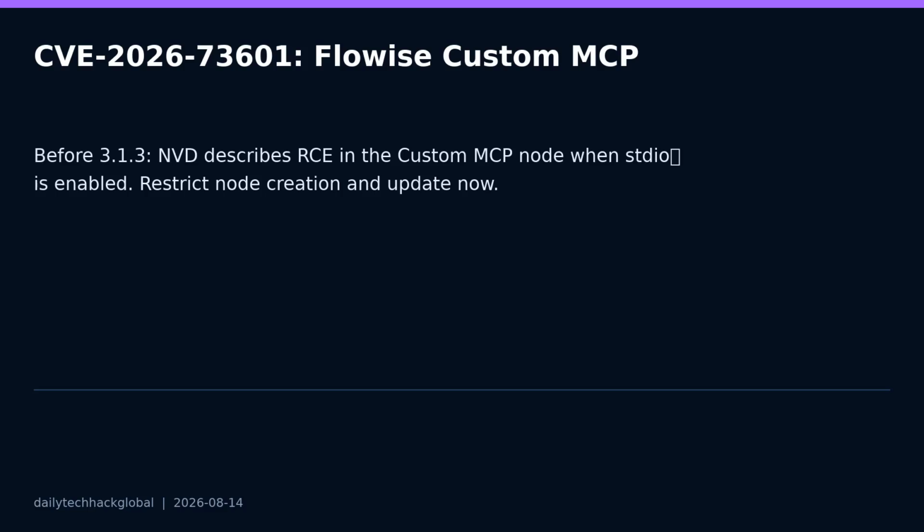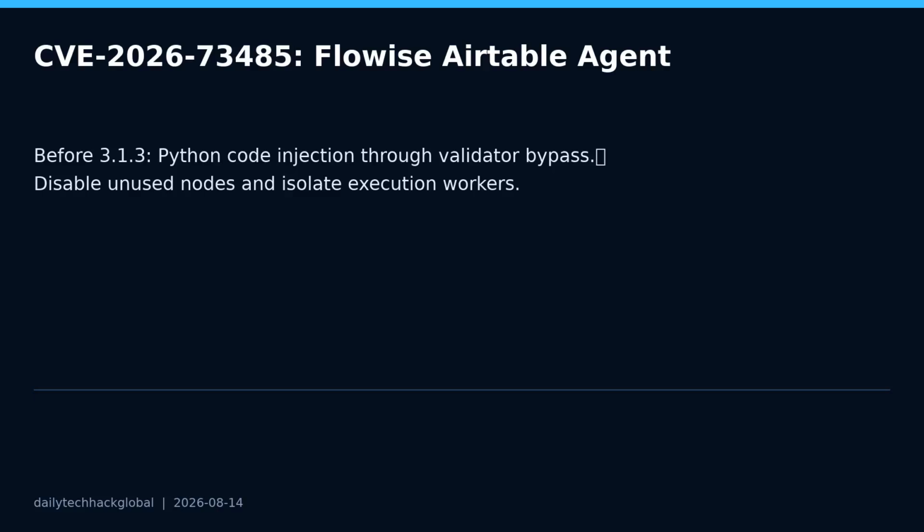Update to 3.1.3 or later, restrict who can create or edit MCP tool nodes, and run Flowise workers with least privilege, no broad shell access, and tightly scoped secrets.